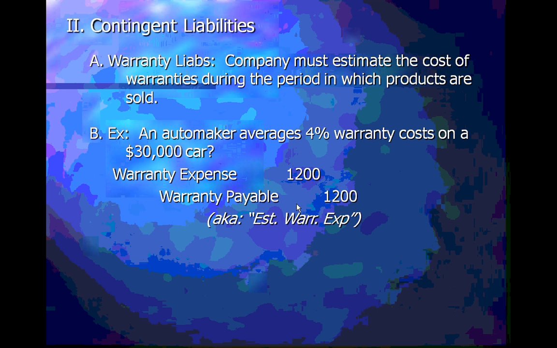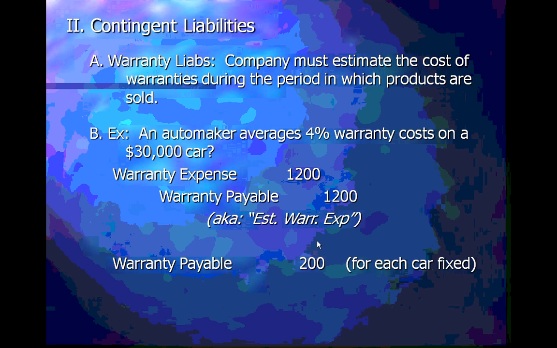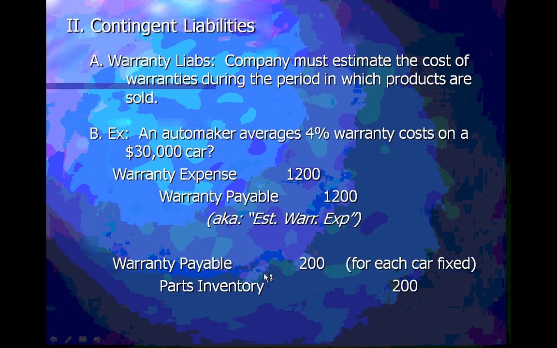Now, suppose this guy comes in and wants the car fixed. What does it look like? First of all, we write down the payable. Notice that this is an estimate for all the cars that would need to be fixed, or all the different warranty repairs, not just one guy, all of them. Now down here, this is just one guy. He brought his in, got it fixed, cost $200. Where does the money come from? Well, it comes out of parts inventory. Anyway, that's how that works.